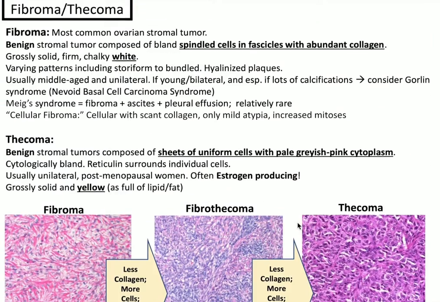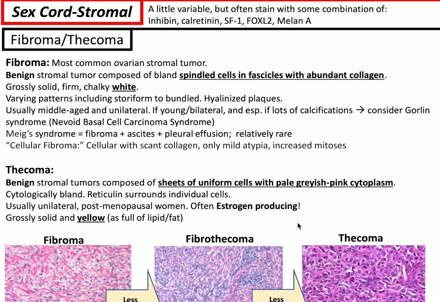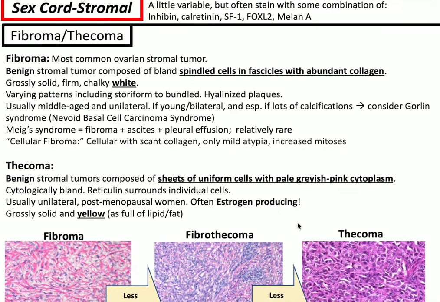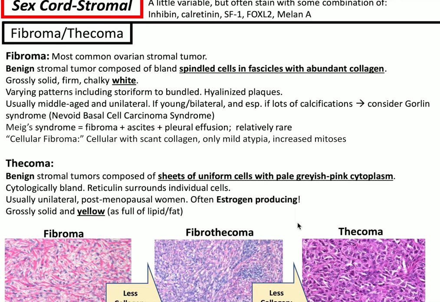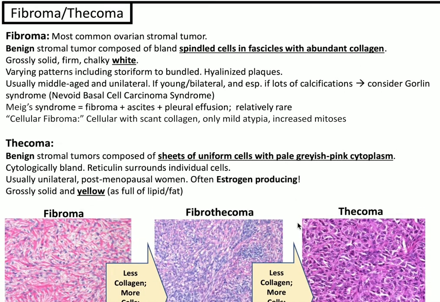Sex-cord stromal tumors will be positive generally for inhibin, calretinin, SF1, FOXL2, and Melan-A. Fibroma is the most common ovarian stromal tumor. Benign stromal tumor has bland spindle cells in fascicles with abundant collagen. Chalky white, and if young, bilateral, and lots of calcifications, consider Gorlin syndrome.